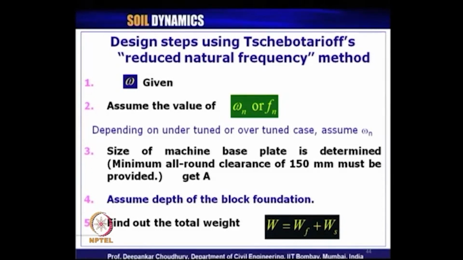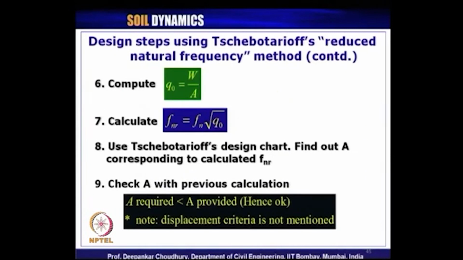Then next fifth step is find out the total weight. Total weight means total weight of foundation and the machine. Machine weight will be given to you, and weight of the foundation you can easily now calculate, because depth you have assumed, area also you have assumed. So, volume you know, if it is a RCC block, use the unit weight of RCC, you will get the total weight of foundation, add it to the machine weight, you will get the total weight of the system.